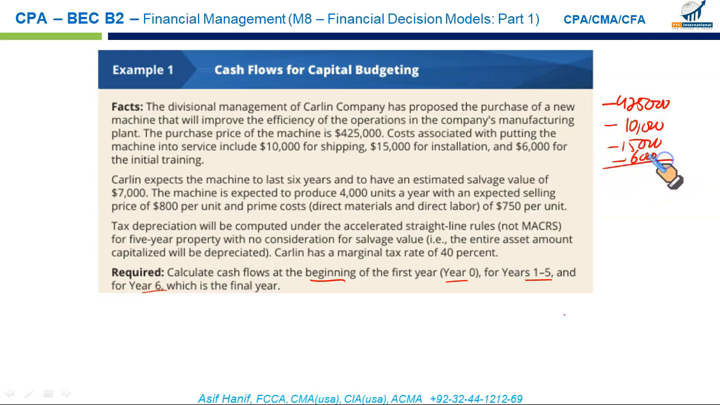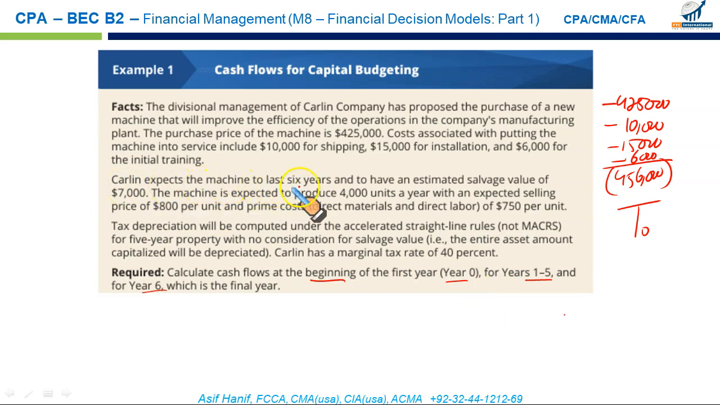The negative sign indicates these are the outflows. If you add all these, it's going to be a total of $456,000. So this is the cash flow at T0, that is year 0, at inception. Next, annual cash flows, the regular cash flows.